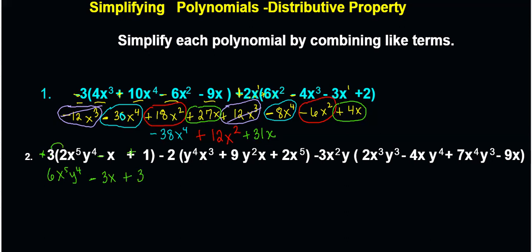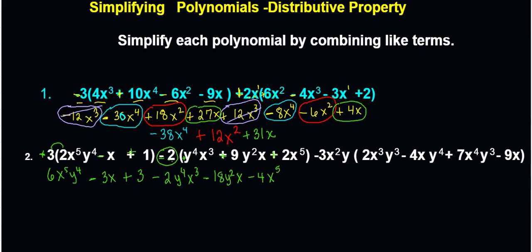Now, here we've got a -2. And this is a positive. So a negative times a positive is a negative. We got 2y to the 4th, x to the 3rd. Then I got a negative times a positive, which is a negative. 2 times 9 is 18. Y squared x, got to carry those along. And then I've got a negative times a positive, which is a negative. 2 times 2 is 4. And then we got an x to the 5th.